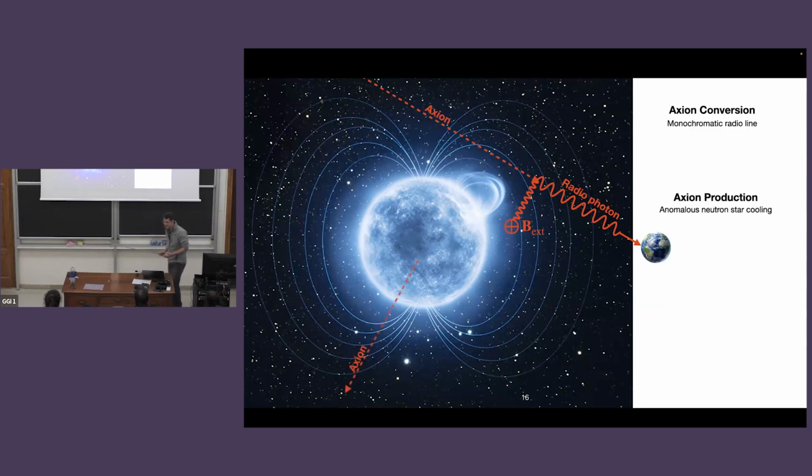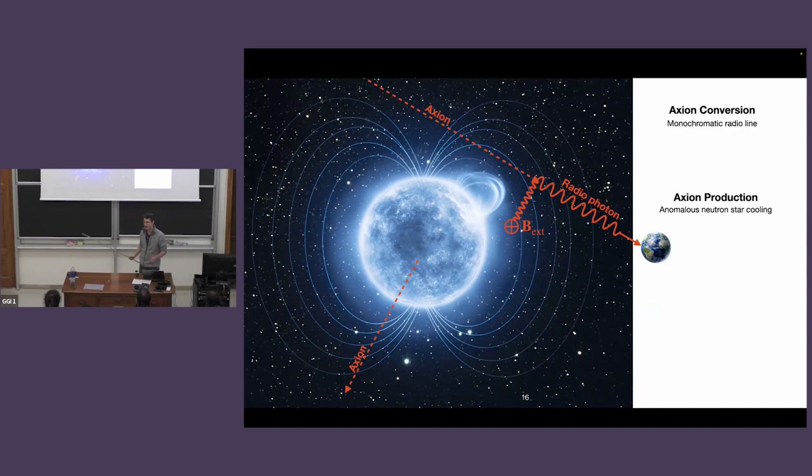The other option is that we can actually produce axions in the central core. Given that axions don't really interact with the rest of the star, those axions would just escape. They would carry away energy, and they would eventually cause some anomalous cooling of the neutron stars.